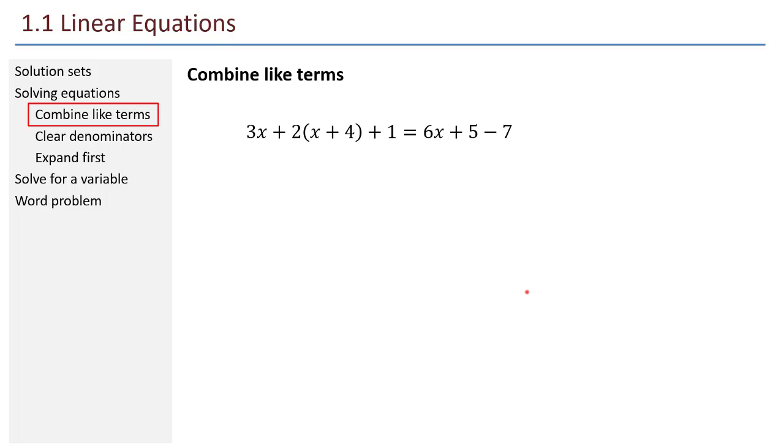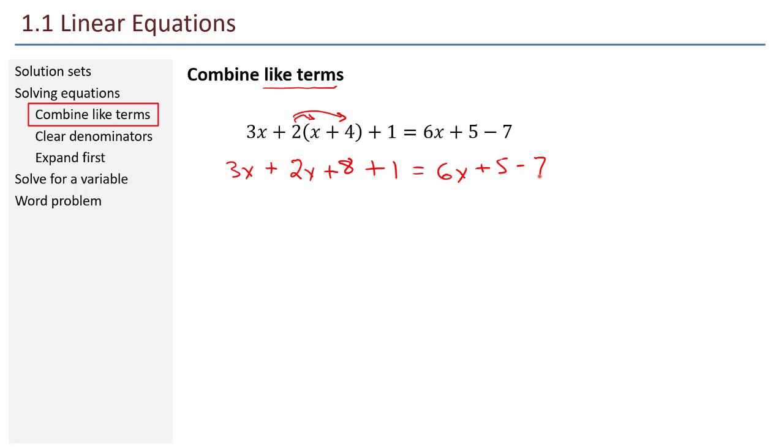Combining like terms. So sometimes you'll end up with a big mess, and the first thing you want to do is, well, you probably, even before combining, is distribute. Do all the distribution you can, and then look for like terms. Okay, let me expand this 2 out. So we get 3x plus 2x plus 8 plus 1 equals 6x plus 5 minus 7.